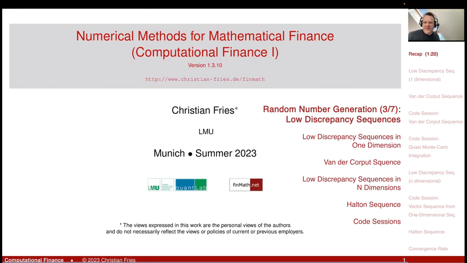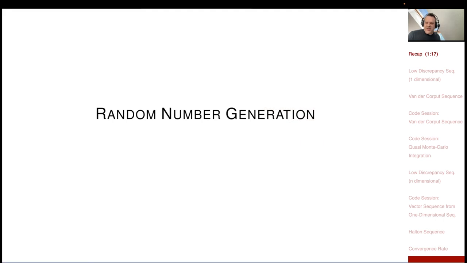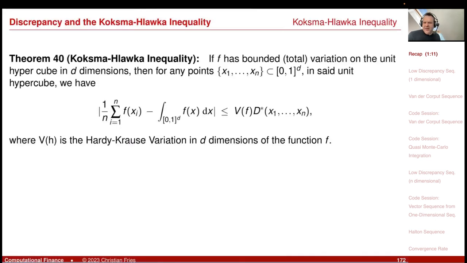Welcome to Numerical Methods. So we are still in our section on random number generation, and we have seen here the very nice, interesting Koksma-Hlawka inequality that now gives us a point-wise estimate of our Monte Carlo approximation and the true integral. So no longer in probability, and also here in arbitrary dimensions, so that's the unit cube to the power of d, and we could estimate it by two terms.